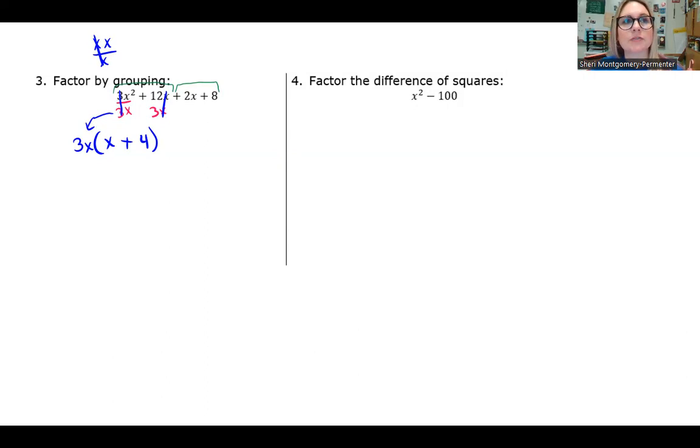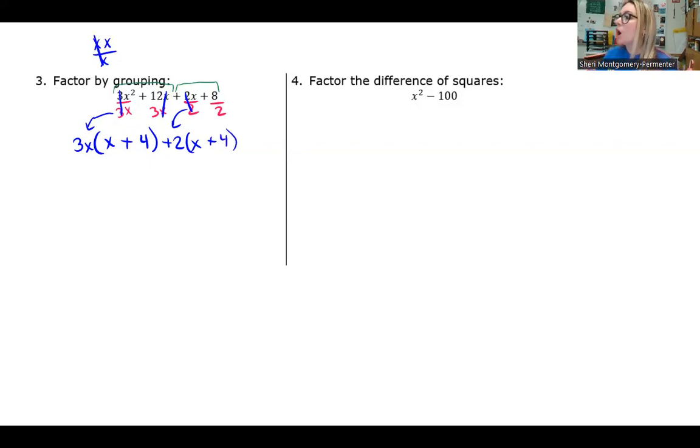The next GCF, we have to look at this. We've got 2 and we have 8. What's the biggest number that can divide into 2 and 8? 2. Do they both have an X? No, so you can't pull out an X, just a 2. Is it a positive or a negative 2? Positive 2. So I'm going to put positive 2, and then I'm going to write down what I have left. 2 over itself is 1. And I'm left with an X. What's 8 divided by 2?